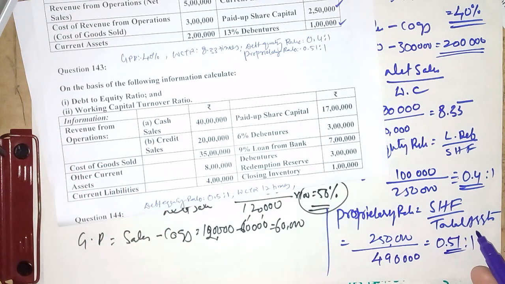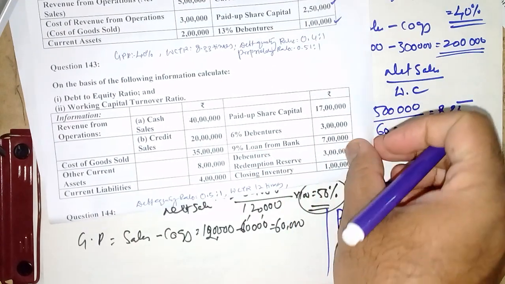So like this, we need to calculate our proprietary ratio, which is equal to shareholders fund divided by total assets. Shareholders fund is equal to equity share capital, preference share capital plus reserves and surplus. All those items come under shareholders fund. Then for total assets, we need to take all assets minus any fictitious assets we have; we need to deduct them. So like this, we need to calculate the proprietary ratio.